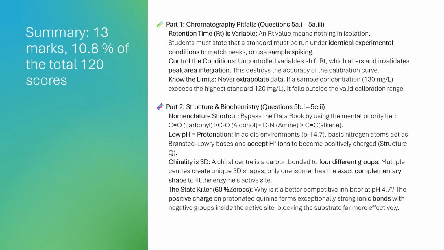The state killer, 60% zeros. Why is it a better competitive inhibitor at pH 4.7? The positive charge on protonated quinine forms exceptionally strong ionic bonds with negative groups inside the active site, blocking the substrate far more effectively.